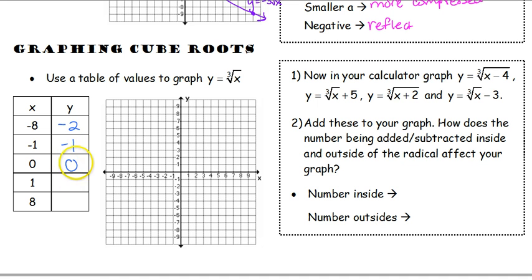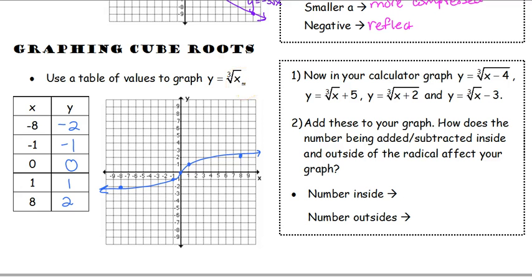The cube root of 0 is 0. The cube root of 1 is 1. The cube root of 8 is 2. So we go ahead and plot these points. Remember, whenever you're not sure, you can plug it into your calculator and look at your table of values to get those points, or you can do it by hand algebraically, just plugging in those values.